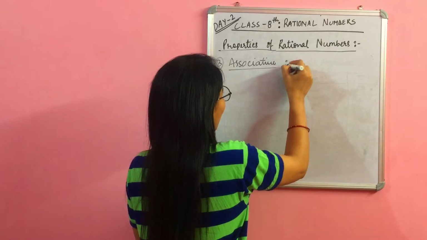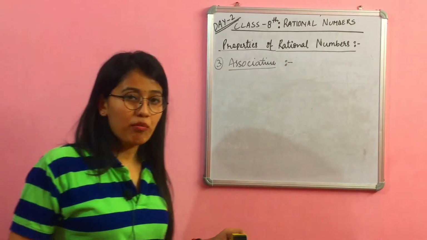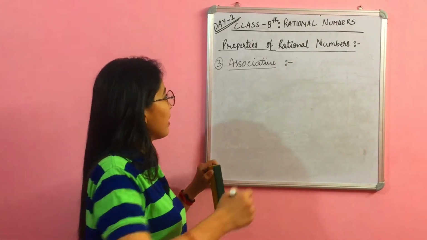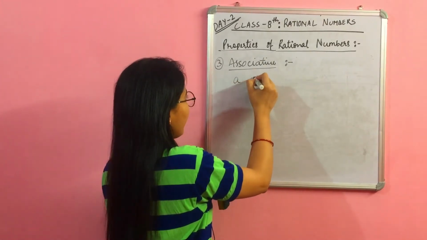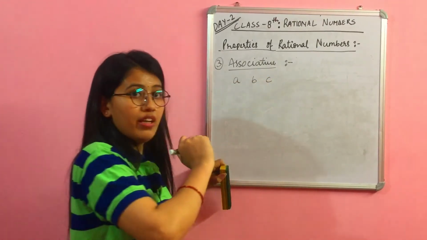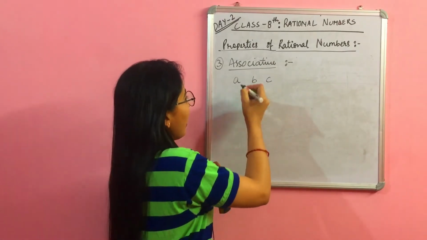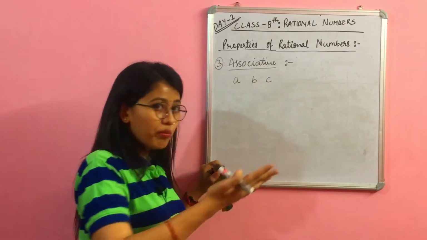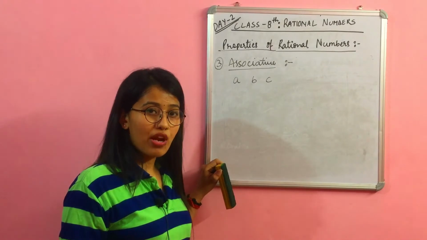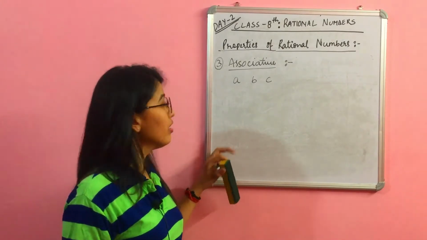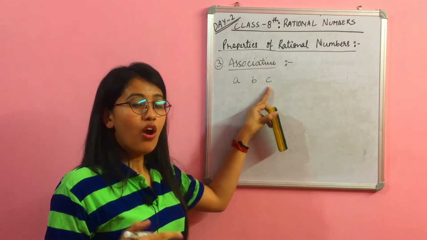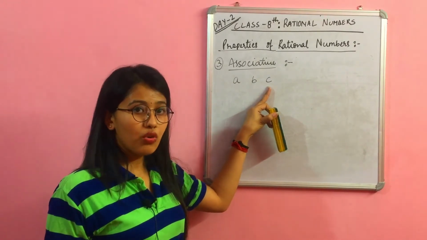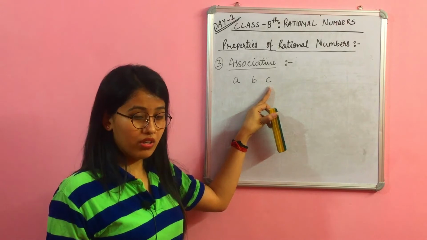Okay, now what do you mean by associative property? In case of associative, we will take three elements, A, B and C. Okay, and what does it mean? If I am performing any operation like addition, subtraction, multiplication and division to these three numbers, whether these numbers are rational or integers or whole numbers or natural numbers.